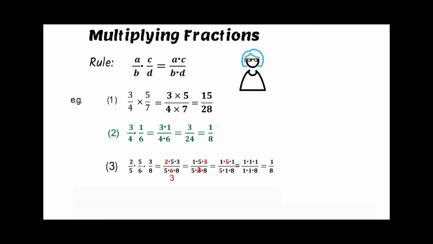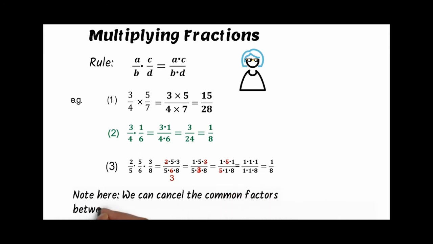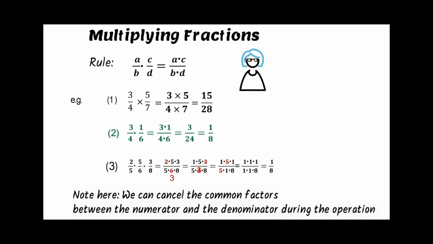Okay. So 3 again is a common factor that can be cancelled out, highlighted in red. So that simplifies the fraction to 1 multiplied by 5 multiplied by 1 over 5 multiplied by 1 multiplied by 8. And 5 again is a common factor. We can continue to cancel it out, and that leaves us 1 over 8. So take note here that we can cancel the common factors first, that's among the numerators and denominators, before we actually multiply them all together. That makes the entire process of fraction multiplication simpler and faster.